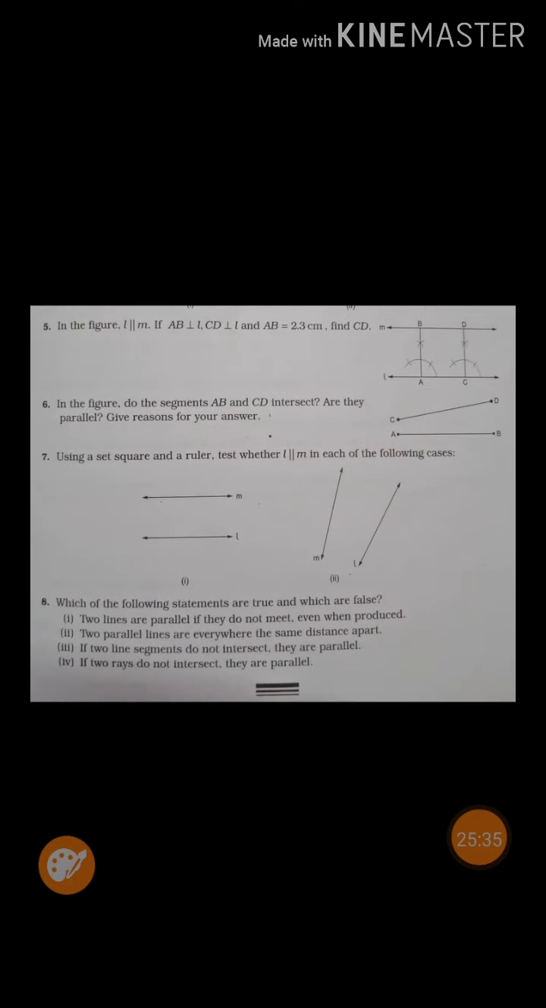We will write the parallel lines from the figure, and we shall check whether the lines are parallel with the help of a set square and ruler, and you will do this exercise also. You will practice these exercises of chapters 11 and 12, and there will be a test on Saturday tomorrow.